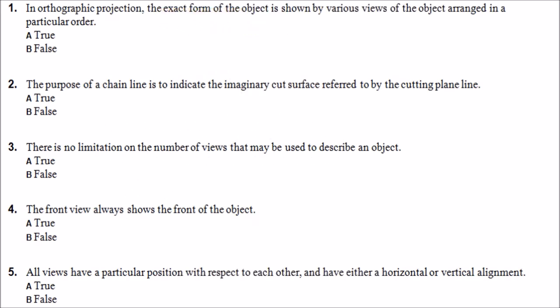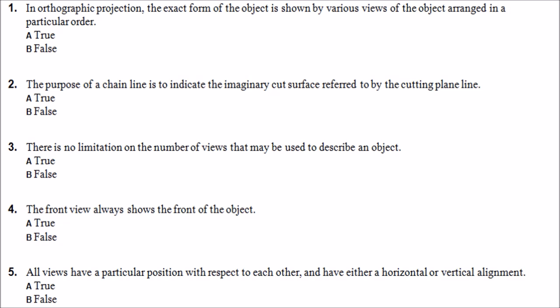Let's go over 15 common questions that are asked about blueprints. Question number 1. In orthographic projection, the exact form of the object is shown by various views of the object arranged in a particular order. This answer is true. Number 2. The purpose of a chain line is to indicate the imaginary cut surface referred to by the cutting plane line. That answer is false.